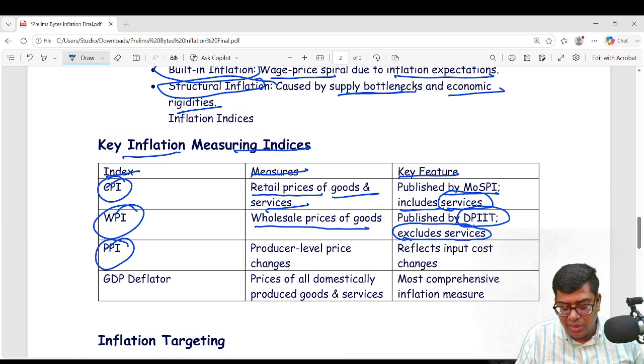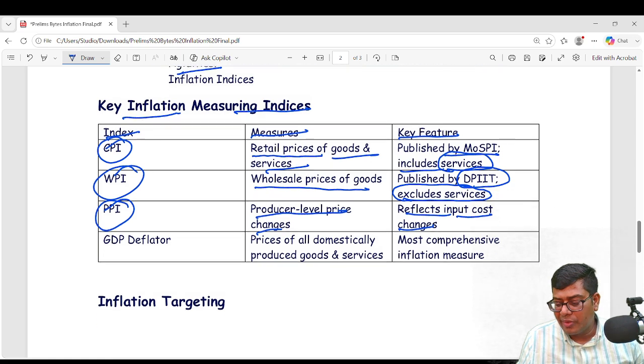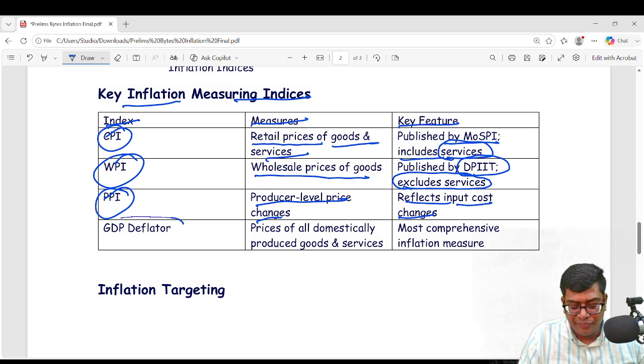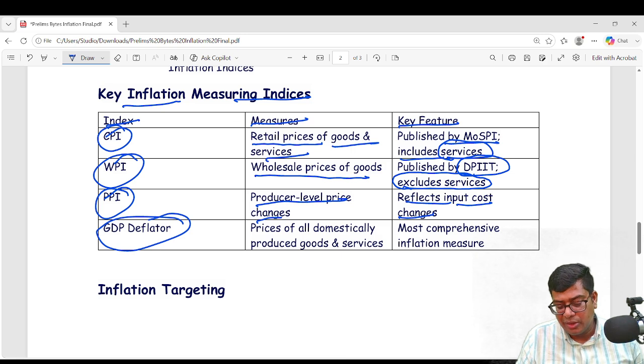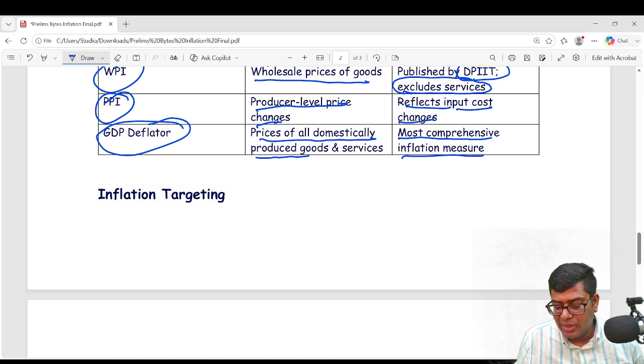Now the third one is the producers price index. What does this producers price index measure? This measures producer-level price changes, and this reflects input cost changes, how input price changes are reflected in the final commodity. Now the next one is the GDP deflator. The GDP deflator measures the price of all domestically produced goods and services, and it is the most comprehensive inflation measure. So the GDP deflator is the most important and comprehensive inflation measure instrument.